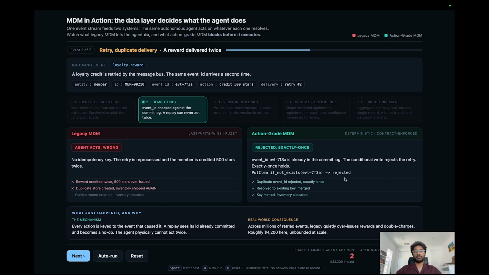On the right, the lane checks the event ID against its commit log, sees the event is already there, and the conditional write simply refuses. That line is the actual guard. Put if not exists, rejected, exactly once holds. The agent physically cannot act twice.